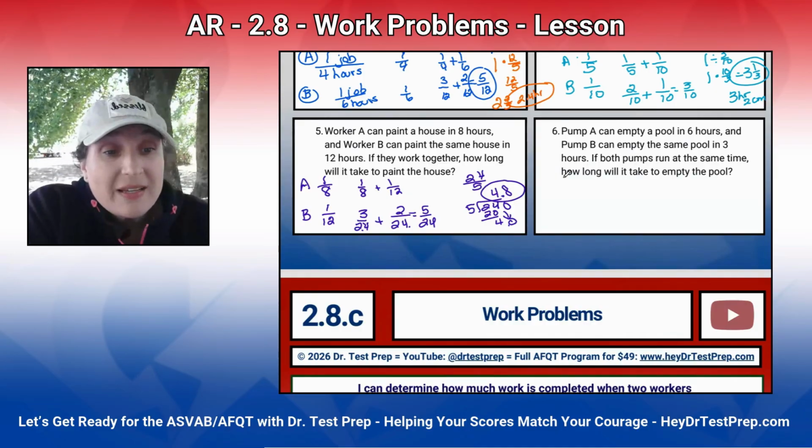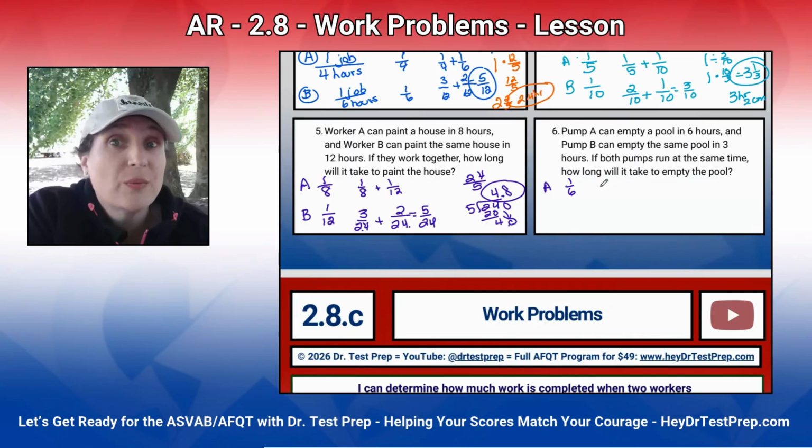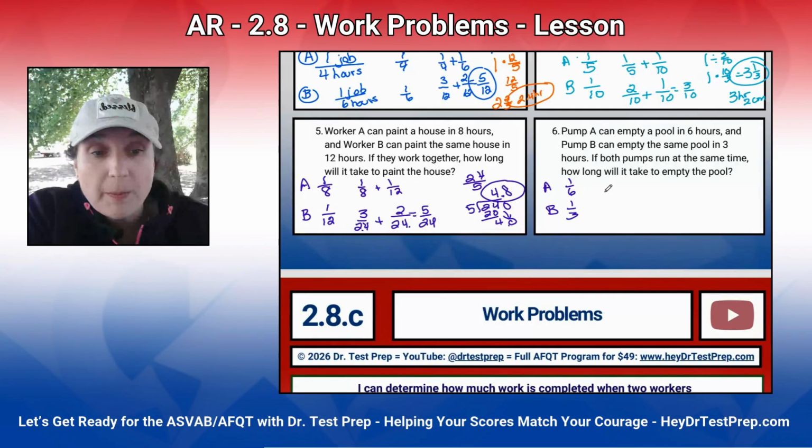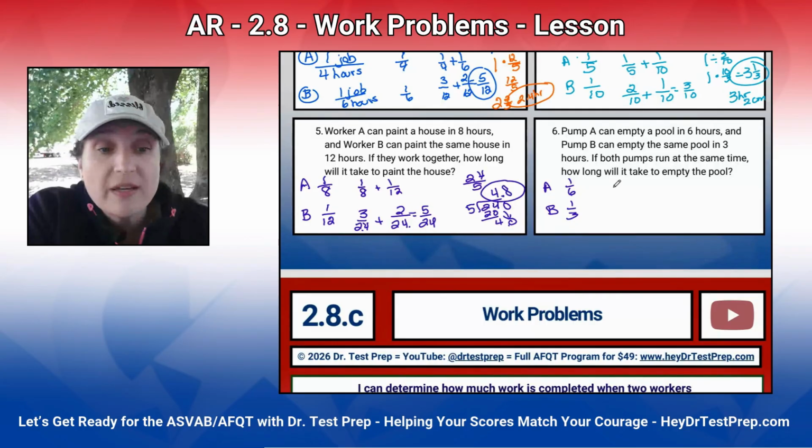Pump A can empty the pool in 6 hours. So for pump A, every hour, it's getting rid of 1/6 of the water. Pump B can get rid of 1/3 of the water. So all together, we can combine these. Their denominators would both be 6. This can stay the same. 3 times 2 is 6. 1 times 2 is 2.